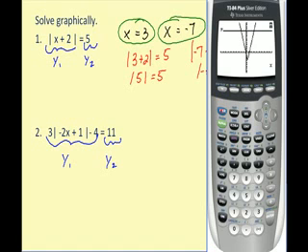So again, press second trace, option 5. I'll find the negative solution first, enter 3 times, x equals negative 2, and the second solution, x equals 3.